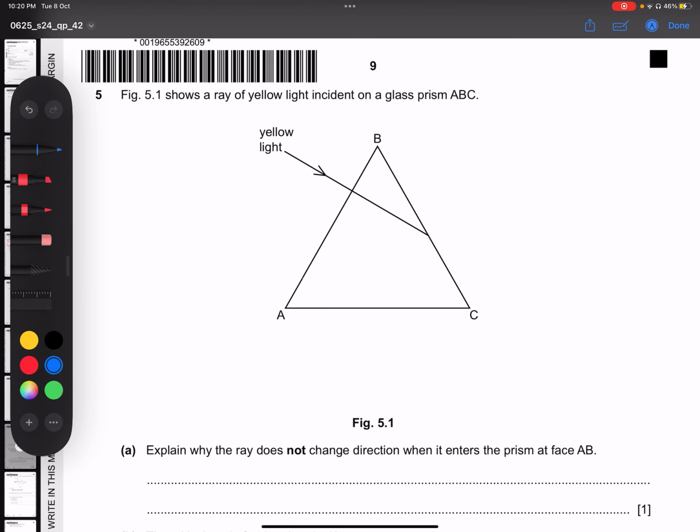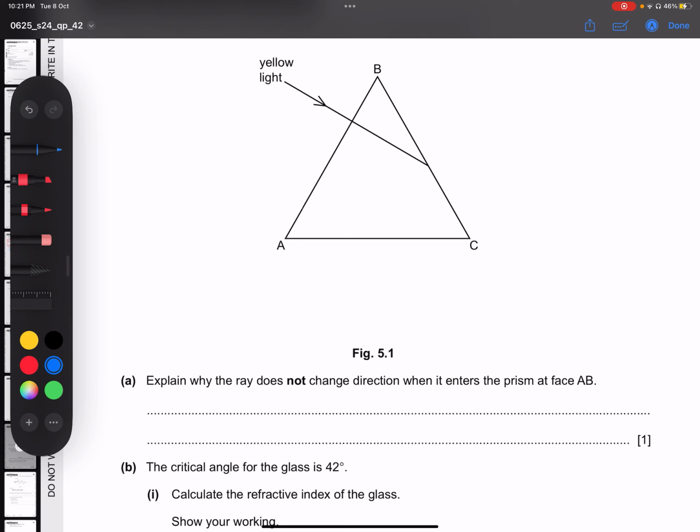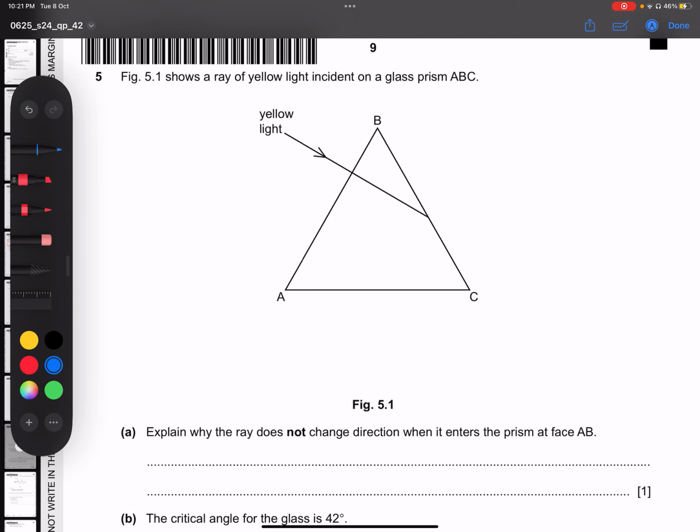Okay, fifth question. Figure 5.1 shows a ray of yellow light incident on a glass prism ABC. Explain why the ray does not change direction when it enters the prism at face AB. Refraction happens when there is an angle of incidence, when there is an angle of refraction. So when there is no angle of incidence, since the ray is directly perpendicular to the boundary, it is parallel to the normal. It directly falls on the normal of the boundary.